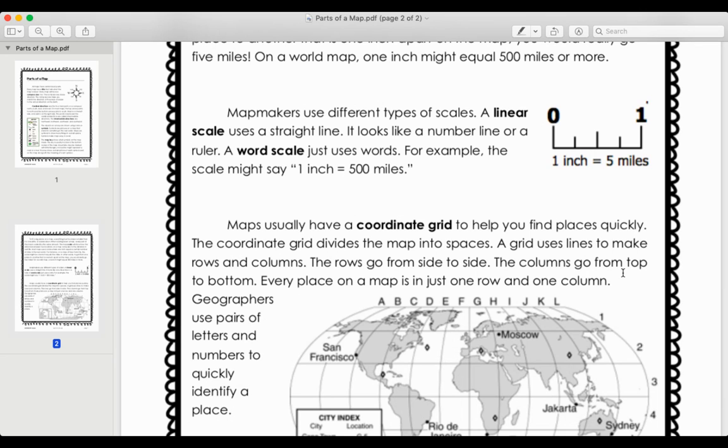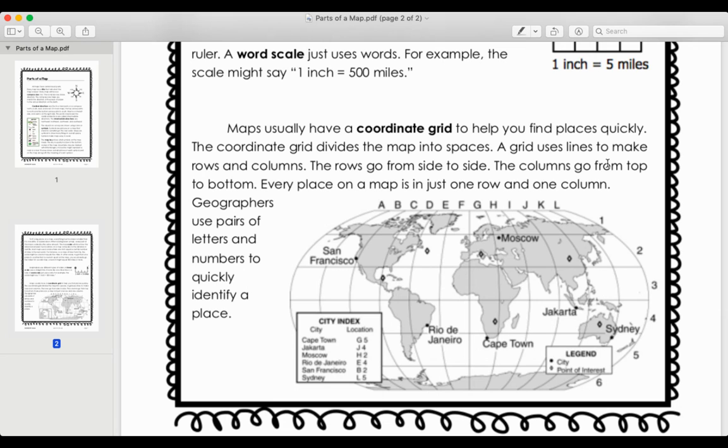Map makers use different types of scales. A linear scale uses a straight line. It looks like a number line or a ruler. A word scale just uses words. For example, the scale might say 1 inch equals 500 miles. And then as you guys can see here, this is an example of a linear scale.